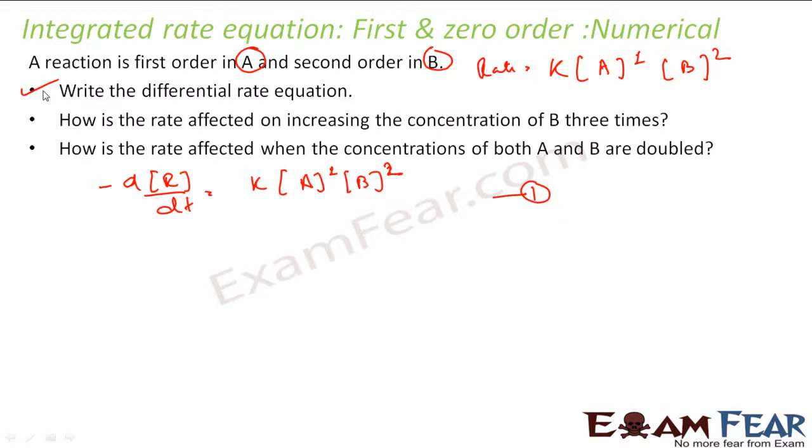Correct. The next question is how is the rate affected on increasing the concentration of B by 3 times. So let's suppose the initial concentration of B was x and I made it 3x. Directly I can say, if you make it 3x, and this is x squared, it will become 3x to the power 2, that is 9x squared. That means it becomes 9 times. Just by looking at the equation I can tell, but let me solve this now for you.